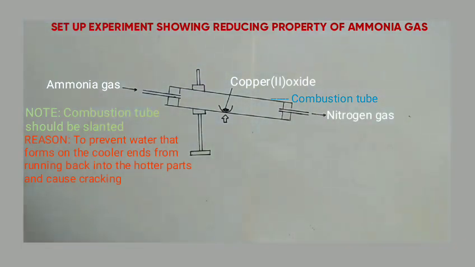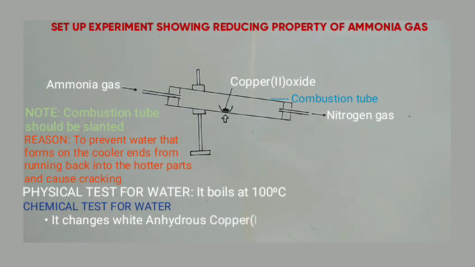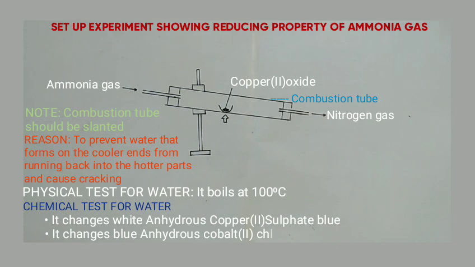So, the physical test of the water formed: it boils at 100 degrees Celsius. The description of the test is: heat the sample of water to determine its boiling point. It boils at 100 degrees Celsius. The chemical test for water is that it changes white anhydrous copper 2 sulfate blue, or it changes blue anhydrous copper 2 chloride pink.